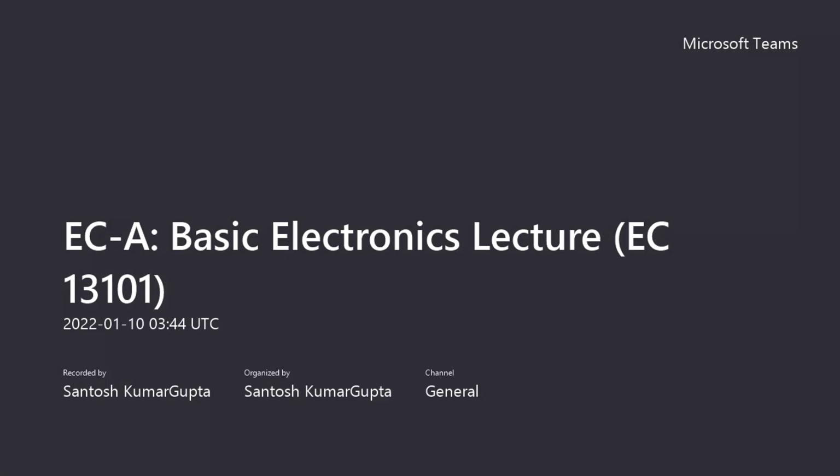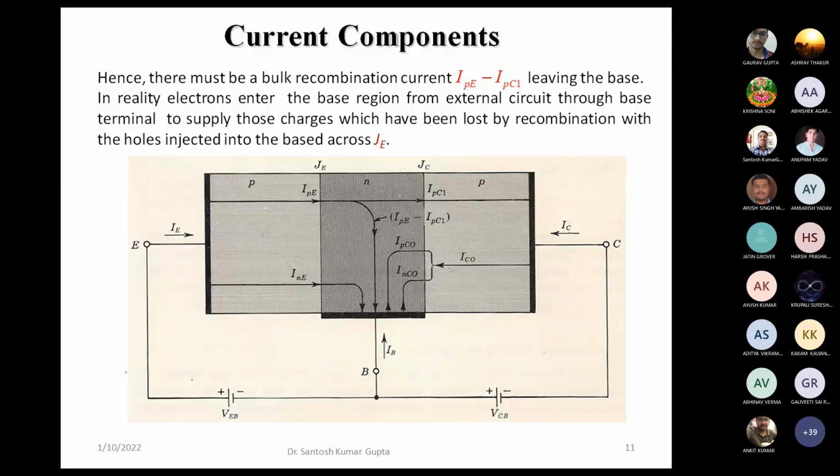So in the last lecture, we have been discussing the different current components in a transistor. We have seen that externally, we can see only three current components: IE, IB, and IC. But because of different physics happening inside the transistor at the two junctions, one at the emitter side, another at the collector side, there are different current components from inside which we can look into. So the main components are shown over here.